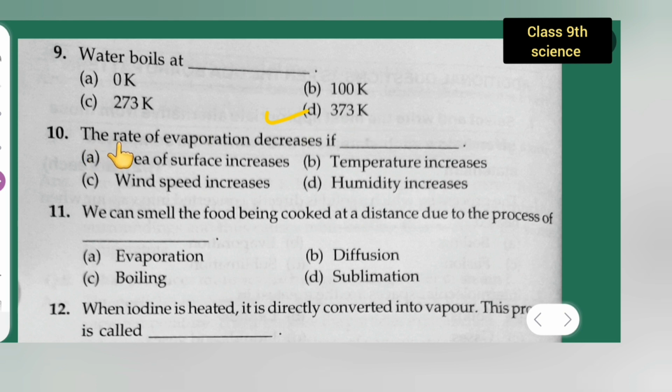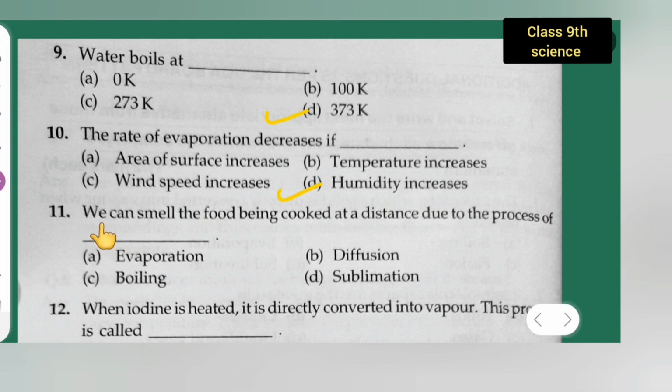Okay, moving towards question number 10. The rate of evaporation decreases if option A, area of surface increases, option B is temperature increases, option C is wind speed increases, option D is humidity increases. So which is the correct answer? Think about it. So the correct option is humidity increases.